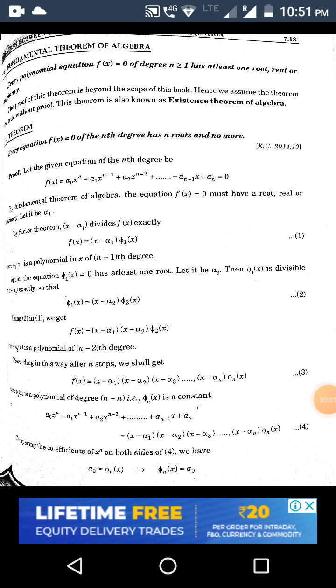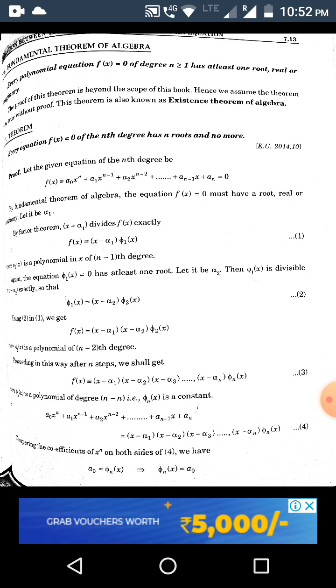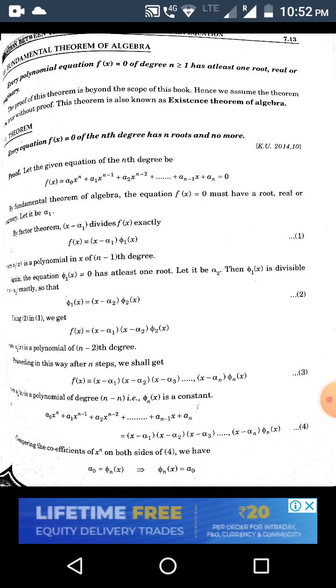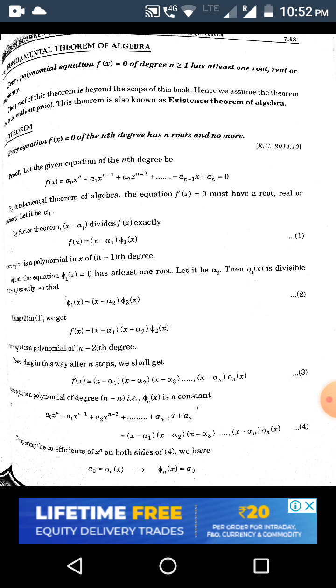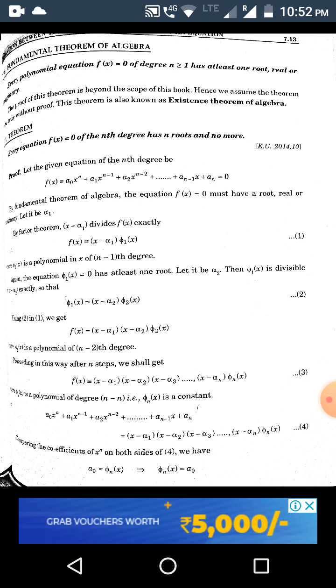Today we are going to do some important theorems of algebra. Our first theorem is the fundamental theorem of algebra. This theorem is also known as the existence theorem of algebra. It states every polynomial equation f(x) equal to 0 of degree n greater than or equal to 1 has at least one root, and that root can be real or imaginary. Only the statement is required for this theorem, so we will just remember this result.